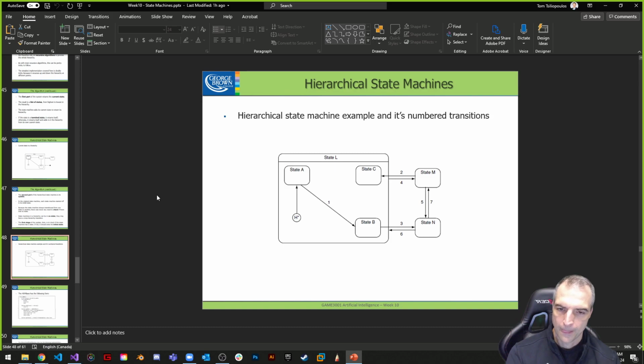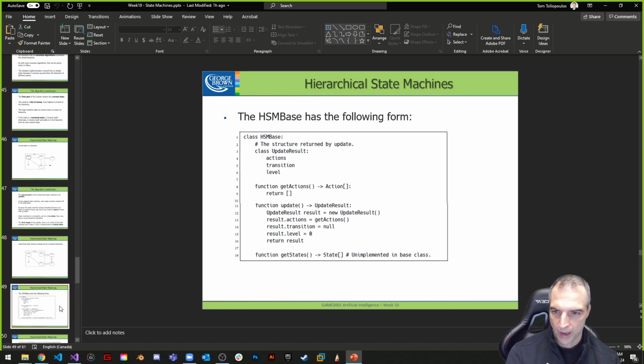Okay? I know it looks difficult, but at the end of the day, what we want to do is provide some kind of transition that goes from an inner layer to an outer layer. Okay? And here's some example of the code. I'm not going to go into all the details here because we've already gone a lot more in detail than I'd like generally in a lecture, but for the most part, you would have some kind of hierarchical state machine base structure where you'd have some kind of update result, get actions and update, and get states.